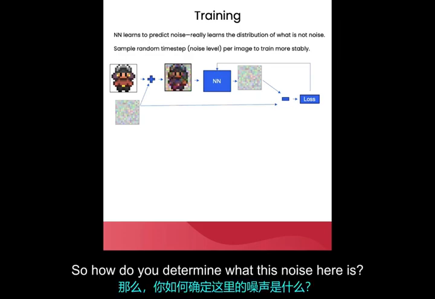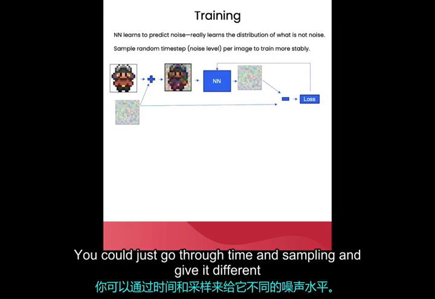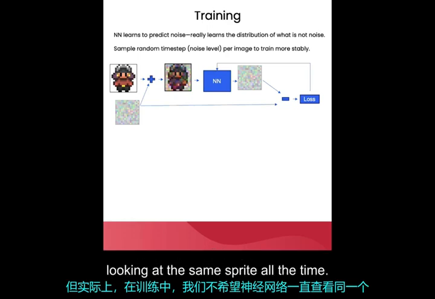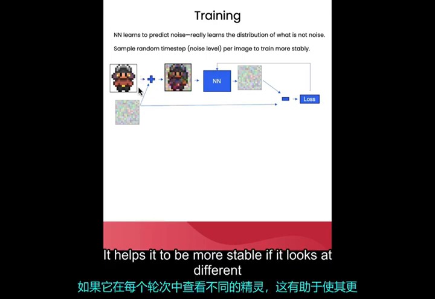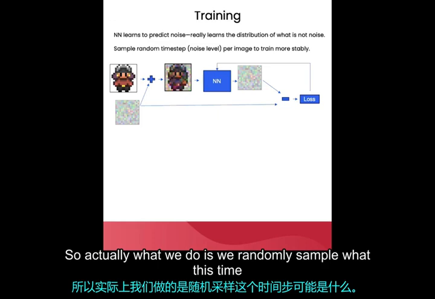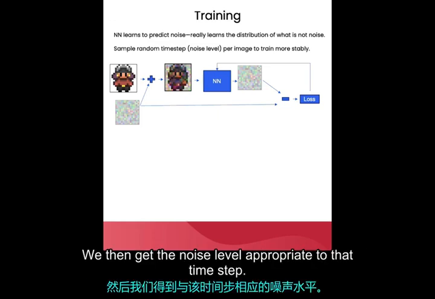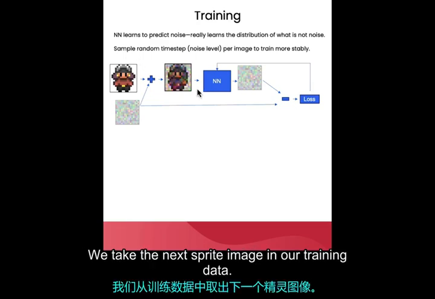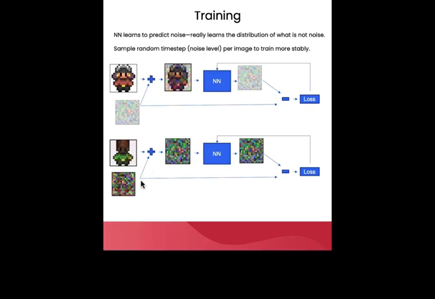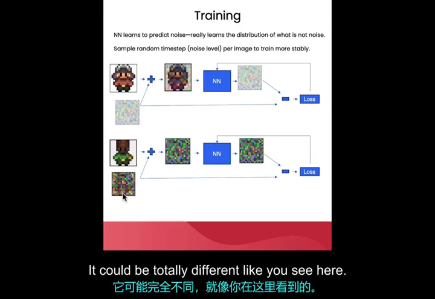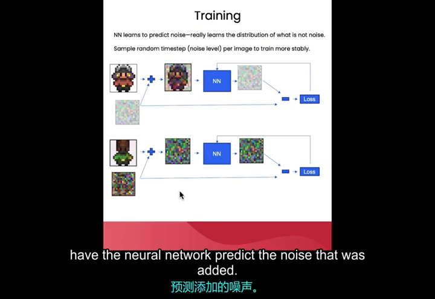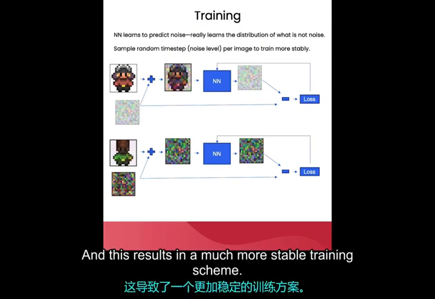So how do you determine what this noise here is? You could just go through time and sampling and give it different noise levels. But realistically, in training, we don't want the neural network to be looking at the same sprite all the time. It helps it to be more stable if it looks at different sprites across an epoch and it's just more uniform. So actually what we do is we randomly sample what this time step could be. We then get the noise level appropriate to that time step. We add it to this image and then we have the neural network predict it. We take the next sprite image in our training data. We again sample a random time step, could be totally different like you see here. And then we add it to this sprite image. And again, we have the neural network predict the noise that was added. And this results in a much more stable training scheme.